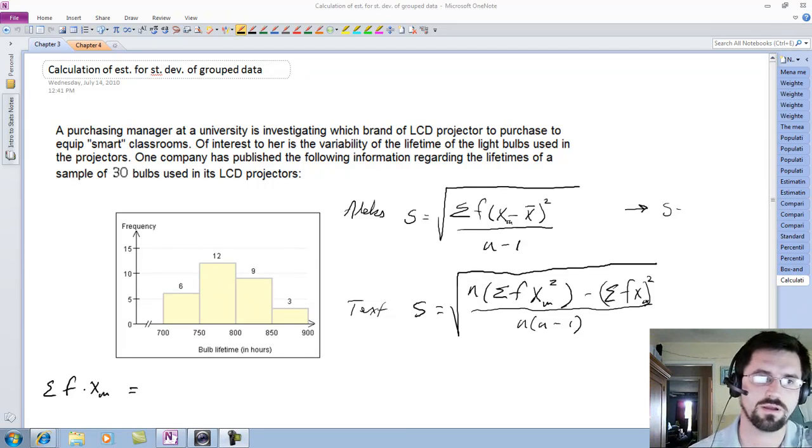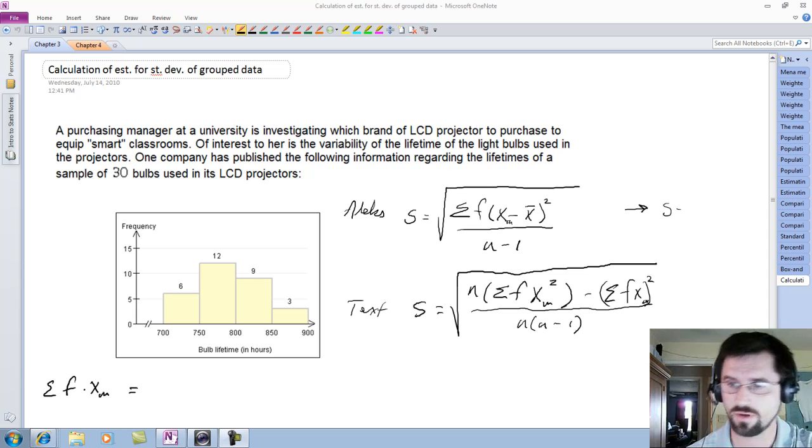Alright, this is how you do the calculations for estimates of standard deviation of group data. Some students were having a little trouble. You have two formulas to choose from, and you have to decide which one works better for you. The text provides this one down here, which is based on the shortcut formula.